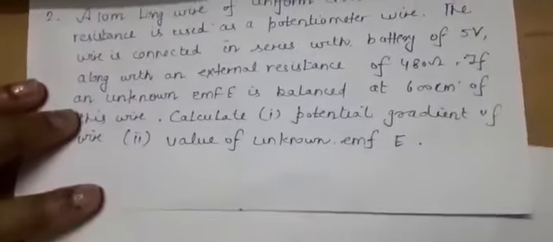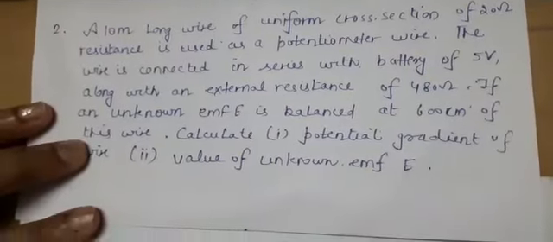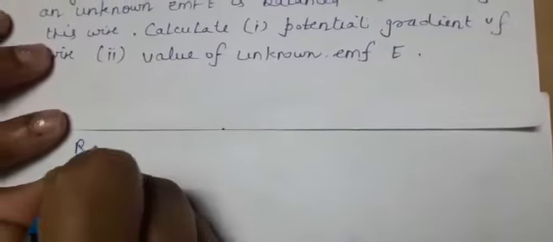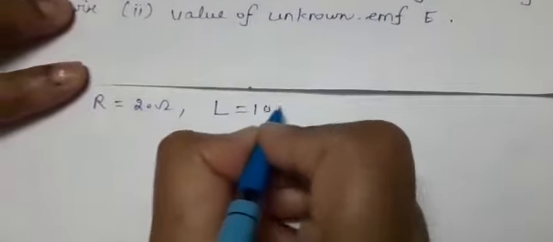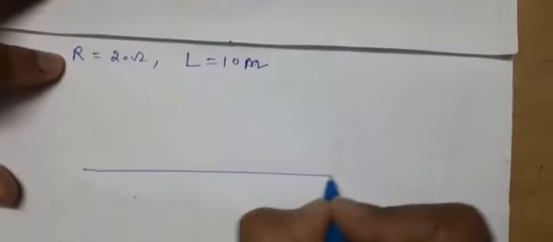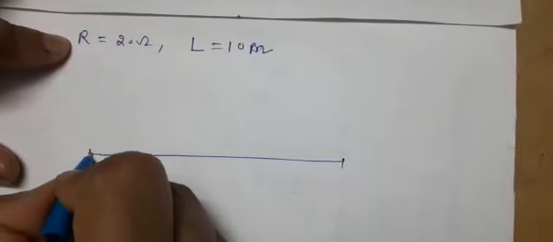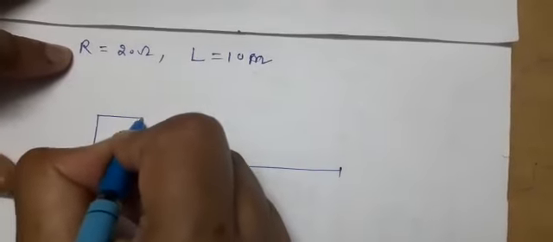So see, from this statement what information are we getting? First of all, as we know, the resistance of the wire is 20 ohm. The total length of the wire is 10 meter because the length is given. Now here this is the total length of the wire, that is 10 meter, and it is connected to a battery.